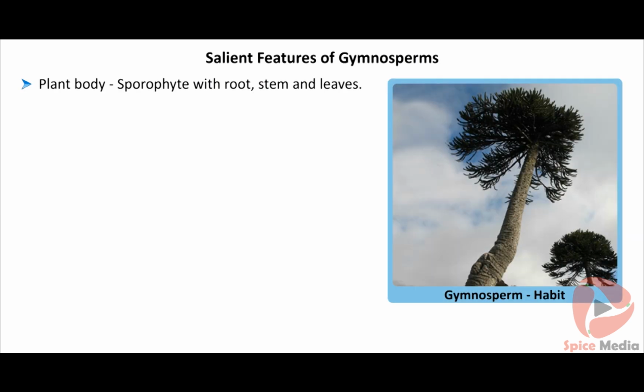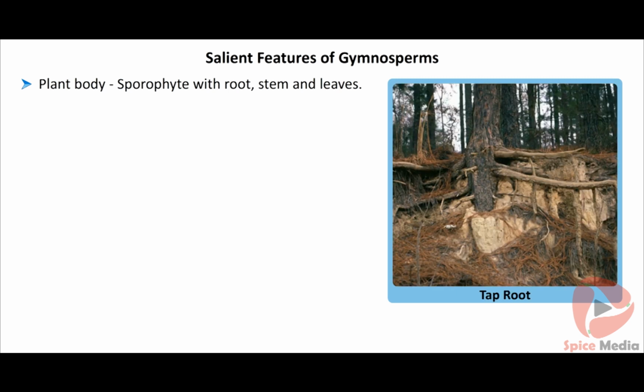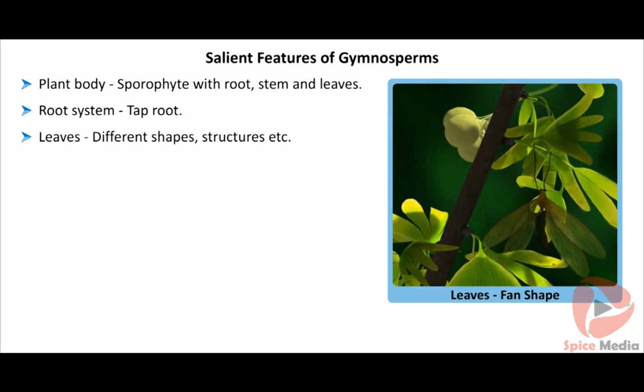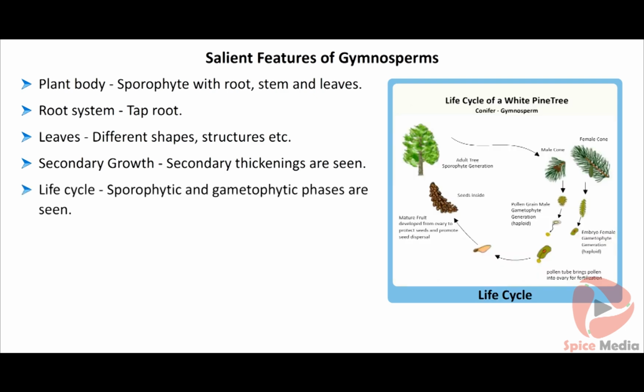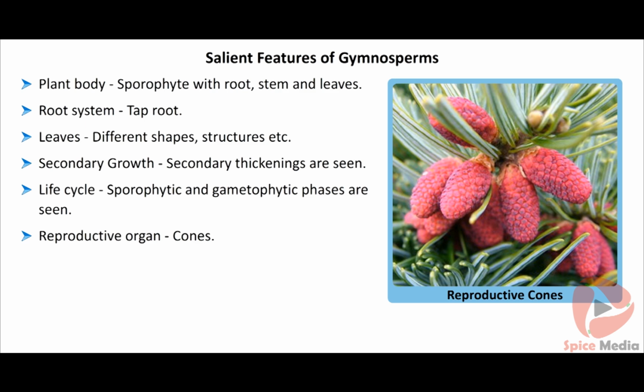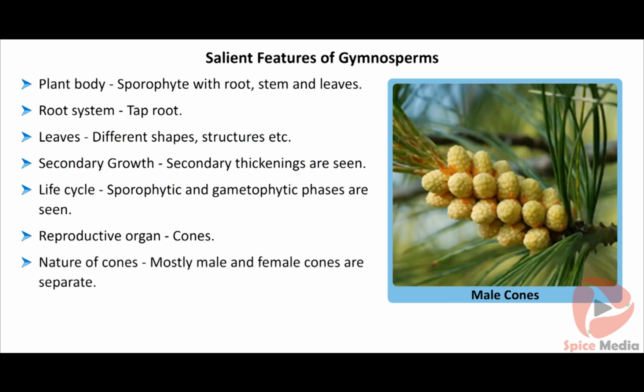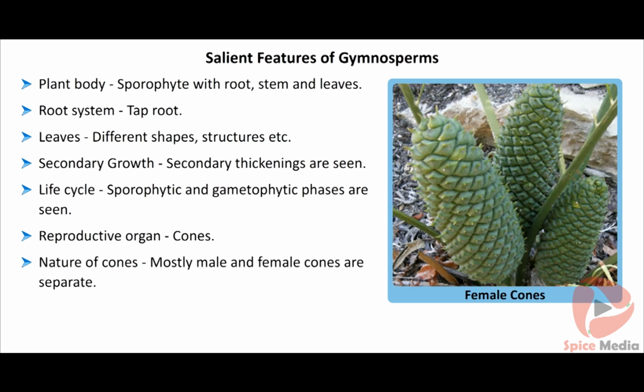The plant body is a sporophyte and differentiated into root, stem and leaf. The root system is a well-developed taproot system. Leaves vary in nature. Gymnosperms have secondary growth and secondary thickening. They have both sporophytic and gametophytic phases in their life cycle. Cones are the reproductive organs. Most of the gymnosperms produce male and female cones separately.